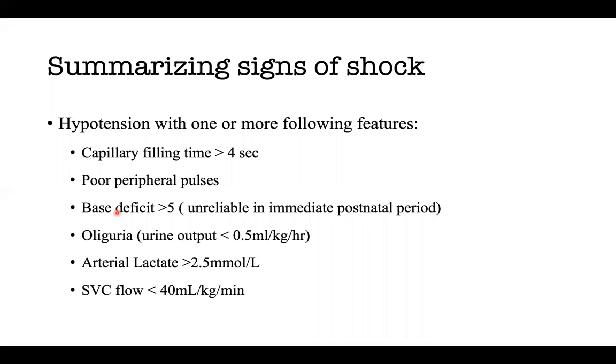So summarizing signs of shock. You have hypotension with one or more of the following features: a CFT of more than 4, poor peripheral pulses, base deficit more than 5, again unreliable in the immediate postnatal period, oliguria, that is urine output of less than 0.5 ml per kg per hour. The caveat here is that, again in very preterms, because of their immature urine concentrating ability, oliguria might appear very late. You have lactate, which is more than 2.5. And the SVC flow, the normal value is between 40 to 120 ml per kg per minute. And any value which is less shows some compromise of systemic circulation.